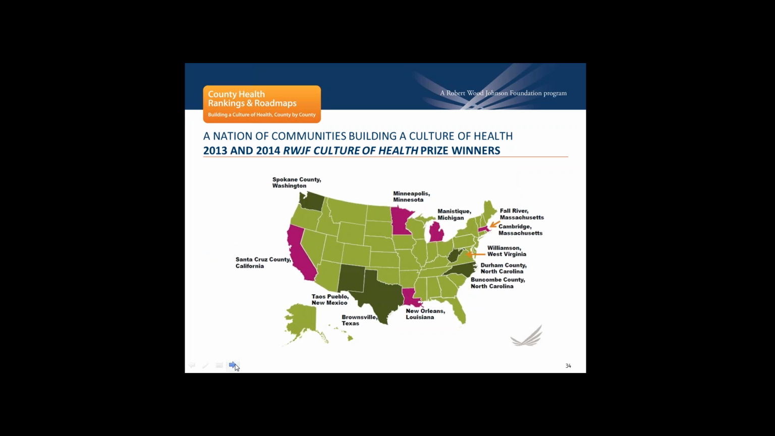So here you can see the prize communities for 2013 and 2014. And you can meet our winning communities and learn about their accomplishments on our website. Again, go to the home page, click on the Robert Wood Johnson Foundation Culture of Health Prize, then click on Winners in the drop-down menu. There you'll find inspiring videos about each of the winning communities. I still sometimes love to go to that just to hear about the amazing work that people are doing across the country.